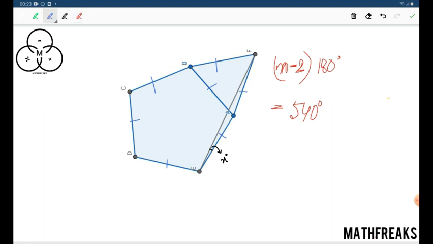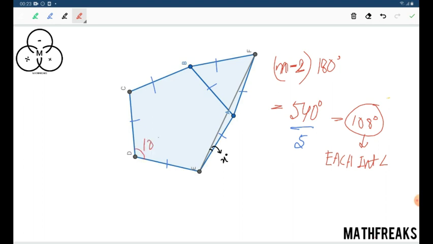Now this is a regular pentagon. Simply dividing it by 5 will give us the measure of each interior angle. This angle is 108 degrees. This angle is also 108 degrees. Similarly, this angle is also 108 degrees, and this is an equilateral triangle, so this angle is 60 degrees.